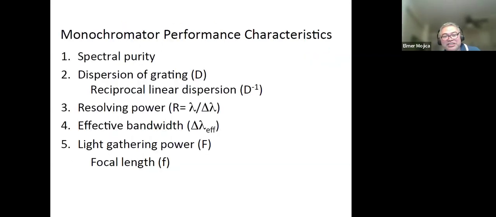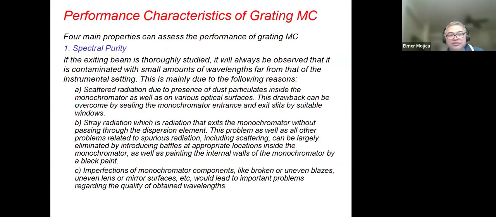Now, how do we look at the monochromator performance characteristics? These are, we could say, the 5 performance characteristics that you're going to look at, and we're going to go through them one by one. So one is the so-called spectral purity. There are 4 main properties that can assess the performance of the grating monochromator. One is spectral purity.